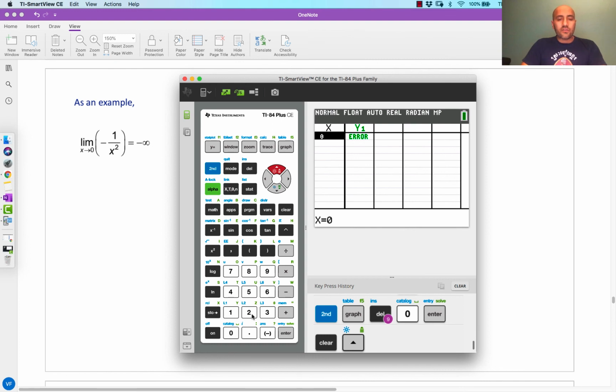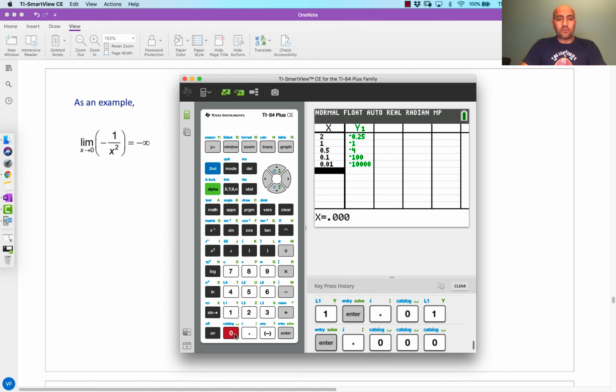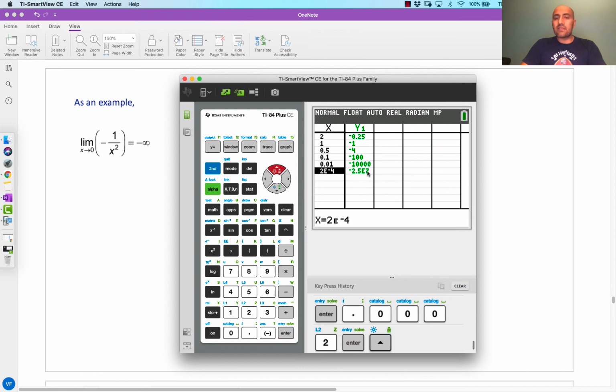So how about starting at 2? I get a very small number. How about 1? Okay, slightly larger number. How about 0.5? Slightly larger. 0.1? Even larger. 0.01. Even larger. 0.000, no, it doesn't have to be 1s. How about 0.00002? I get that number. So this means times 10 to the 7th power, right? So that's a pretty large number. You can see that it's growing toward negative infinity, right?